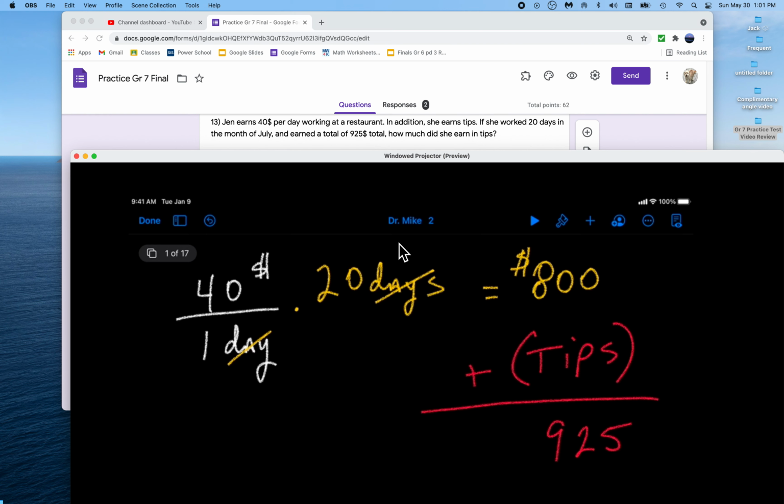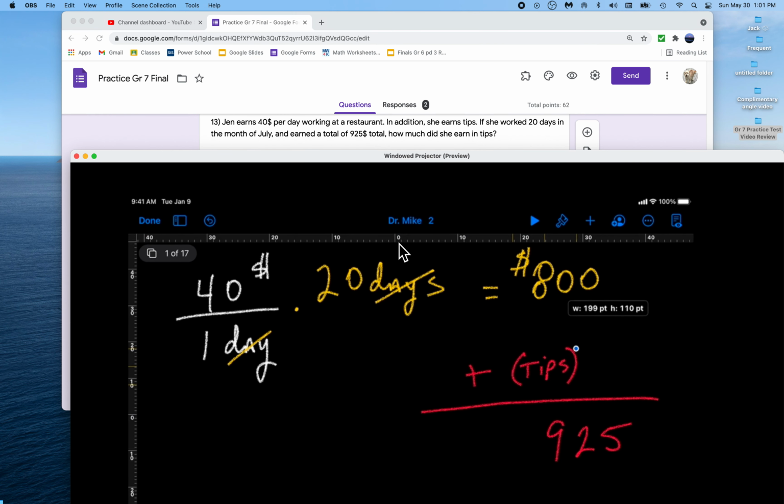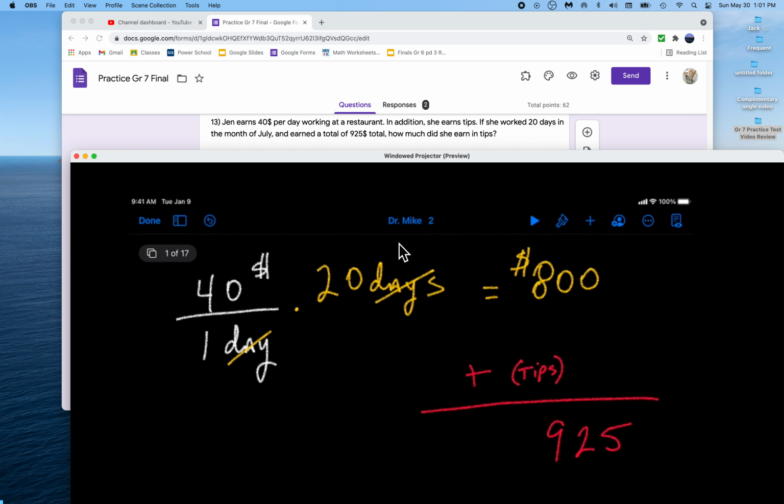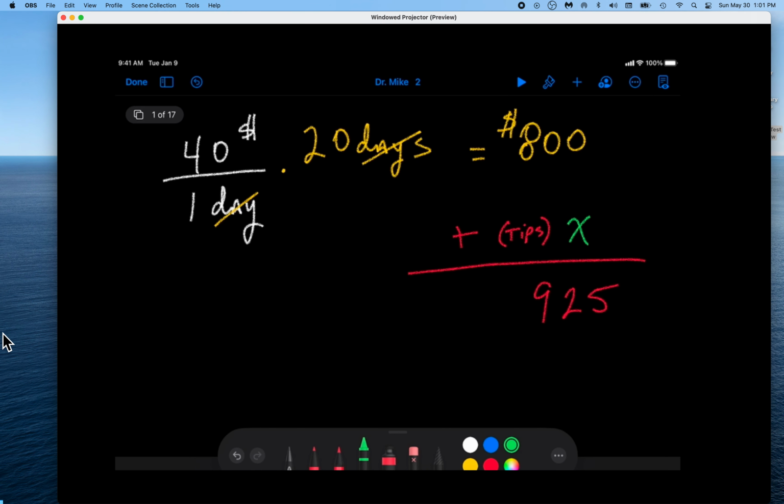How much, how many, whatever follows it, that's going to be your x. So I'm going to take this word tips and I'm going to shrink it and I'm going to put x right next to it. That's going to be our equation. So here we go. It's going to be $800 plus x equals $925.